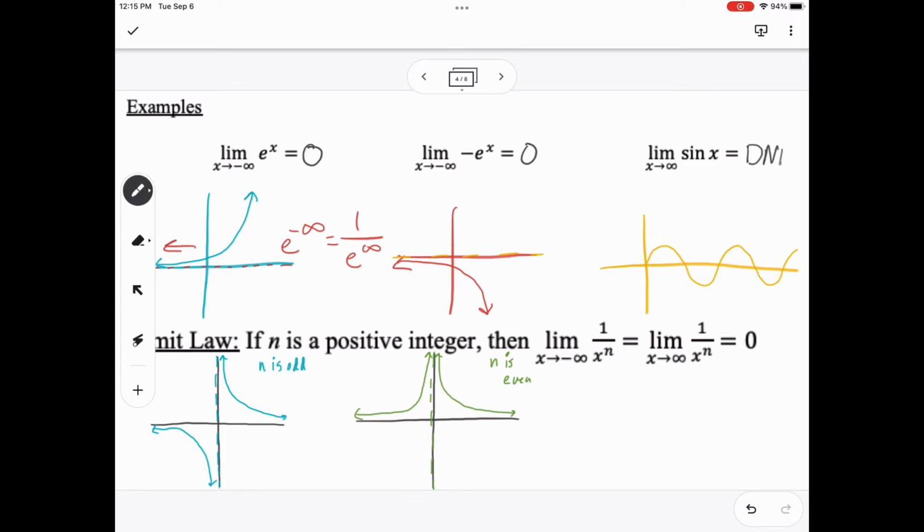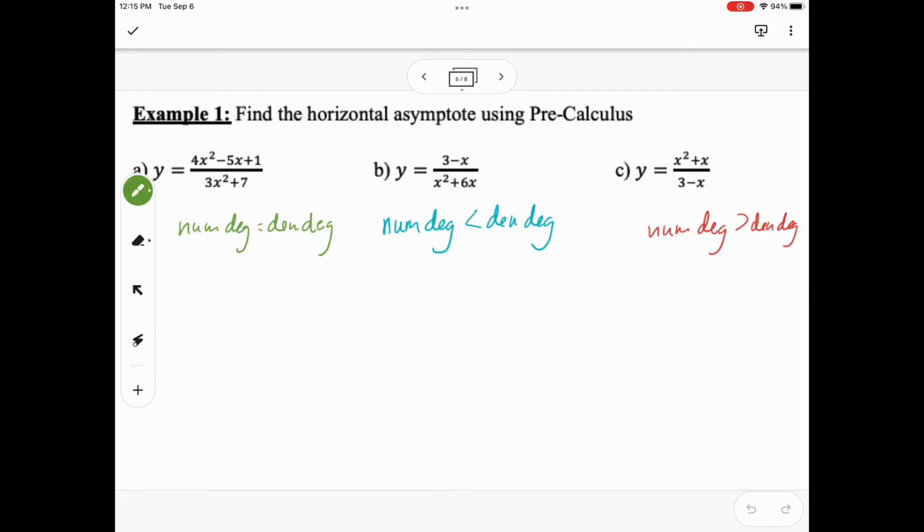One of our limit laws is that when n is a positive integer, the limit of 1 over x to the n as x goes to infinity or negative infinity approaches 0 no matter what, because of that horizontal asymptote. That will be a key player in us trying to figure out what our limits are down the road.